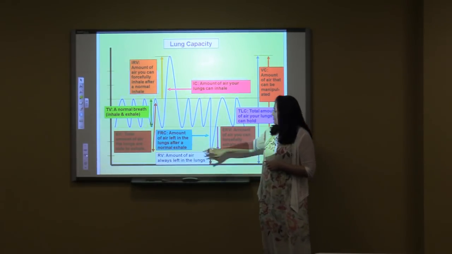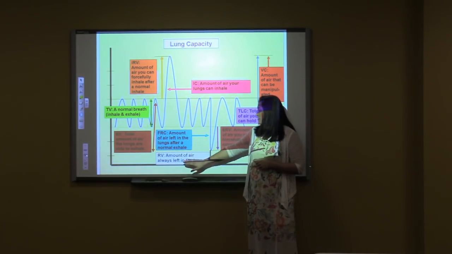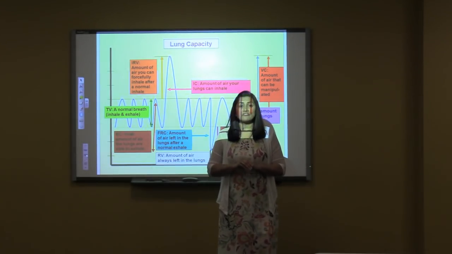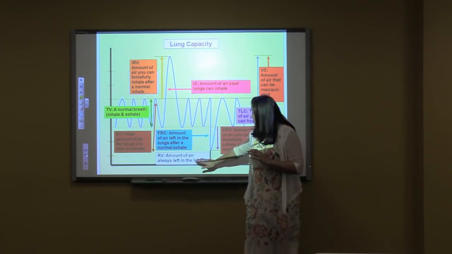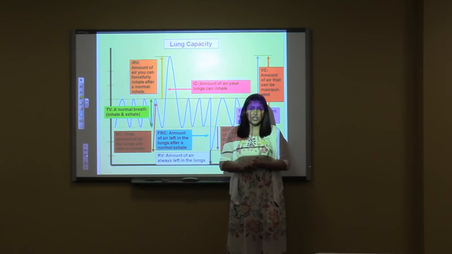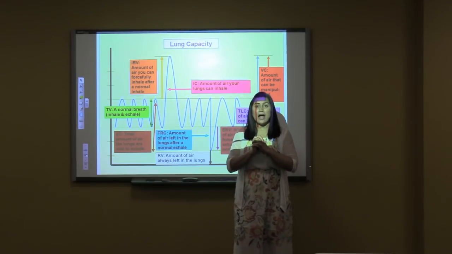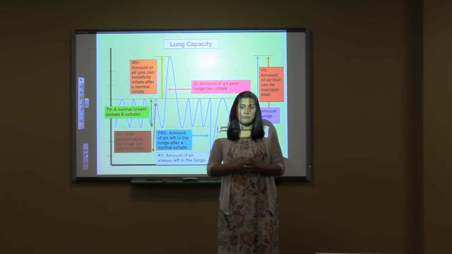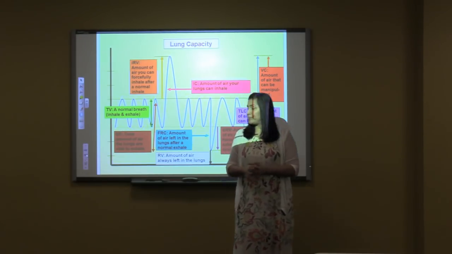Now, before I explain FRC, I forgot to explain what RV means. RV is residual volume, the amount of air always left in the lungs. So this amount of air you can never touch. You could never get rid of it. No matter how hard you breathe out, you can't touch that amount. It's always left in the lungs. That is called residual volume.